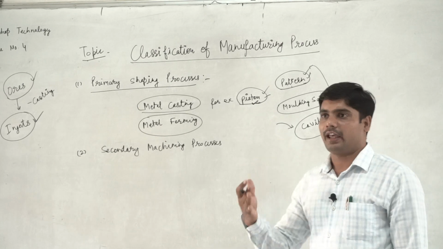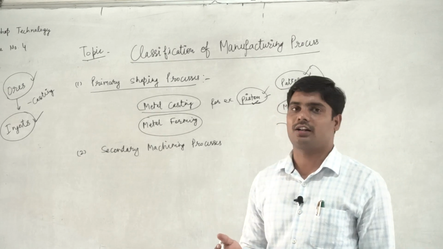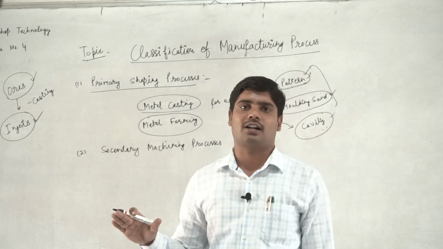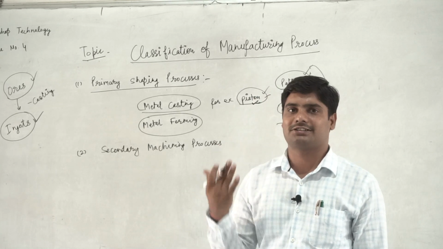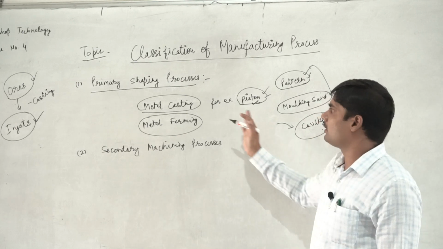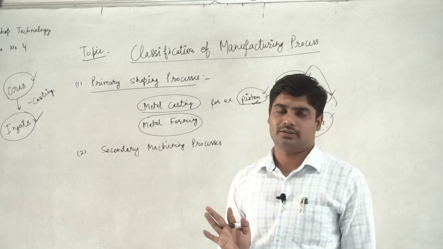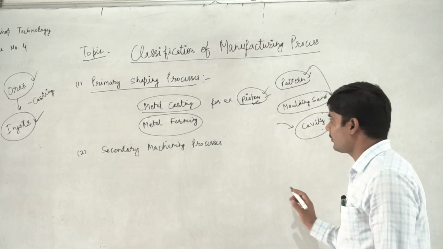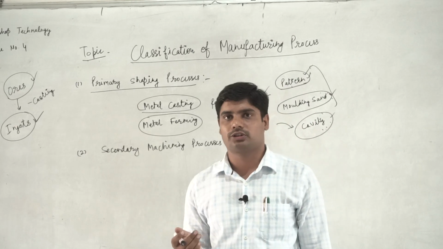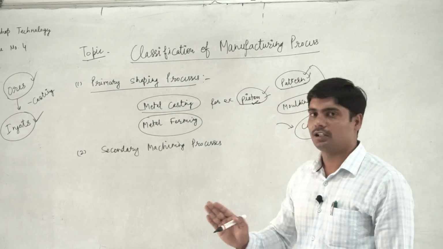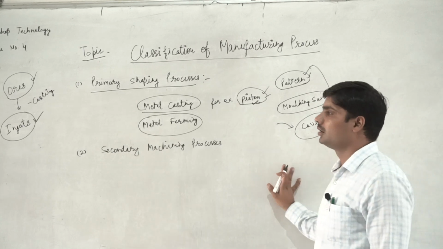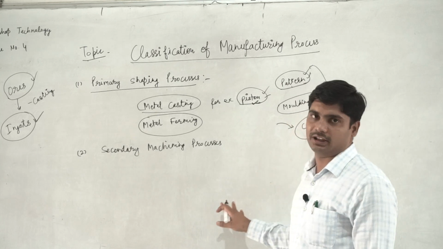It is being extra casted, or the projections are casted along with your product. So we have to remove the extra casted product or the extra casted projections which are unavoidable during our casting. So in secondary machining processes, with the help of available tools, we will machine, we will cut these projections or these extra unexpected, unavoidable casted material.